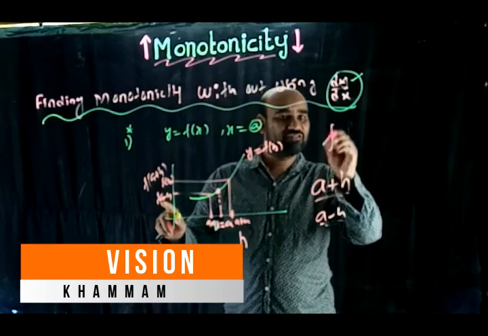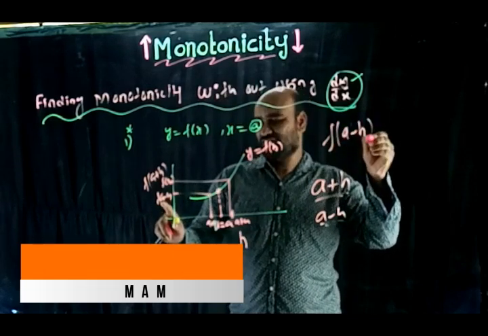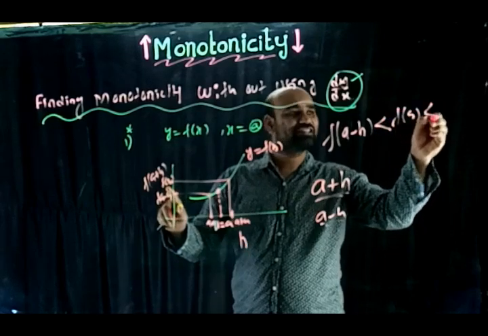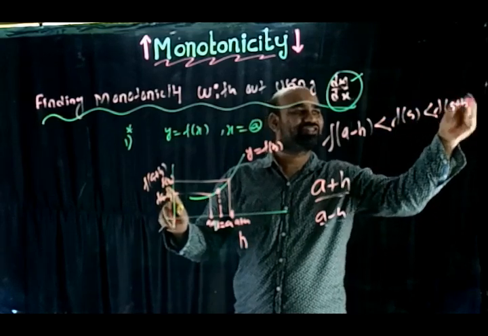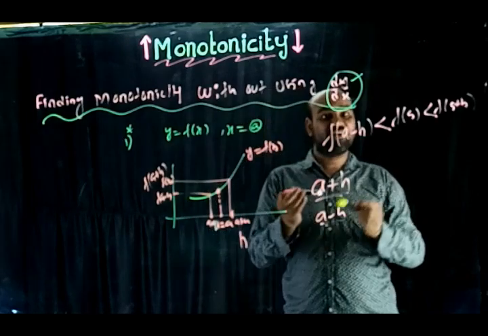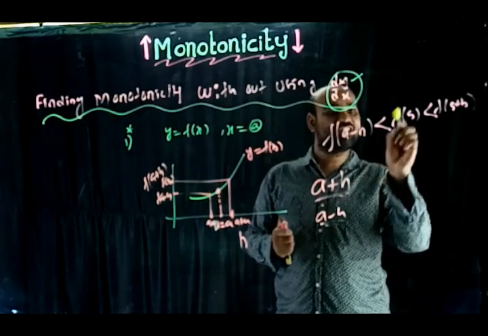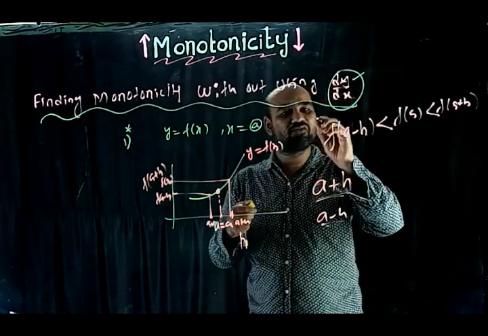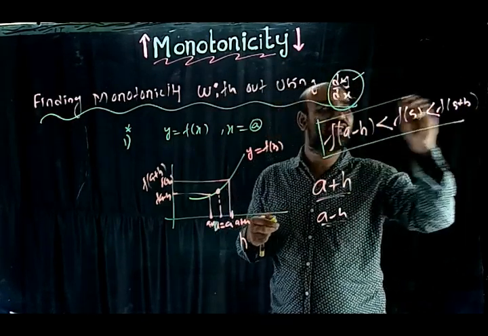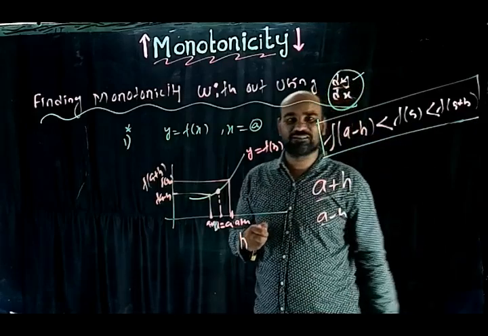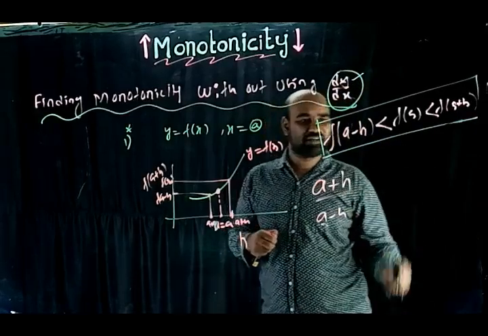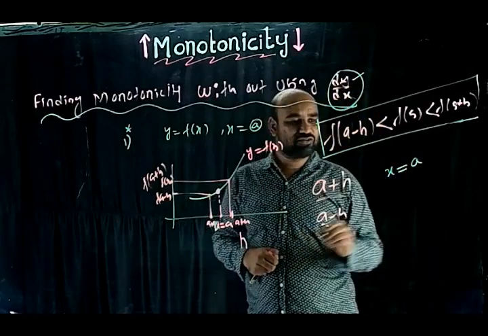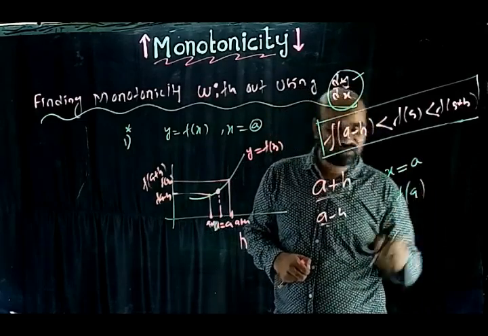f of a minus h is lesser than f of a, which is less than f of a plus h. This means that f of a minus h is lesser than f of a is lesser than f of a plus h. Then we can conclude that at x equal to a, the function is increasing. Understood? At x equal to a, we want to check the nature of the function. What should we do? We need to find f of a first.